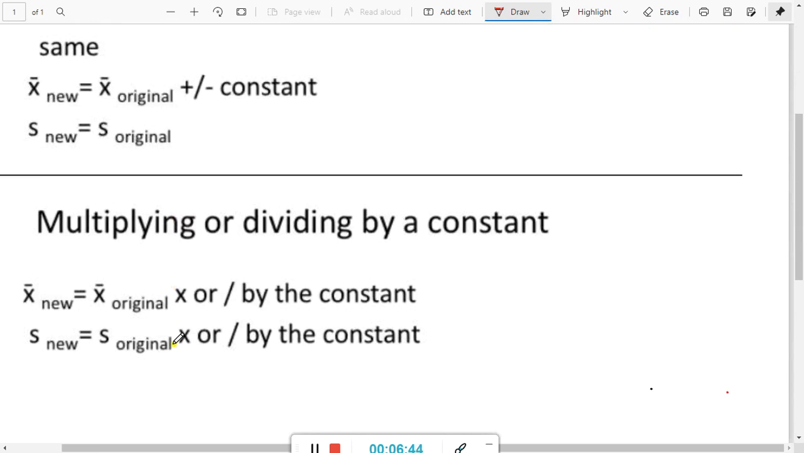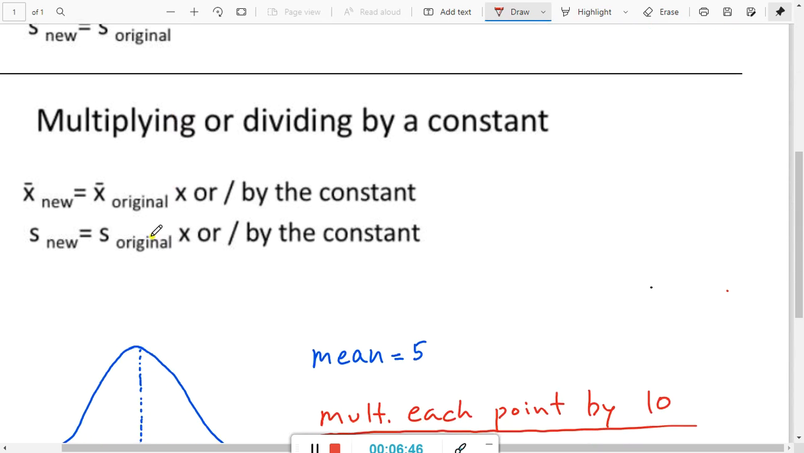And then for multiplying or dividing, the new mean is just the original mean multiplied or divided by the constant that you applied to the entire data set. Okay, and the same thing is true for the new standard deviation. You take the original and you multiply or divide by the same constant that you applied to the entire data set.